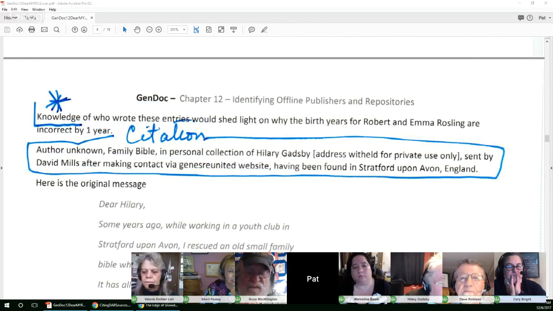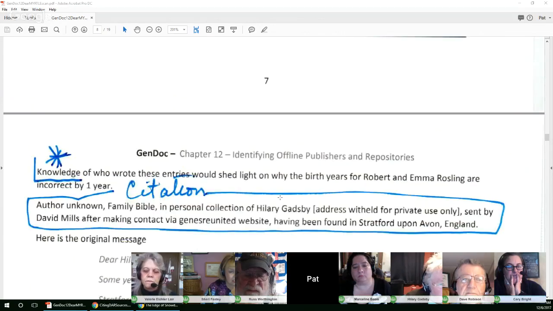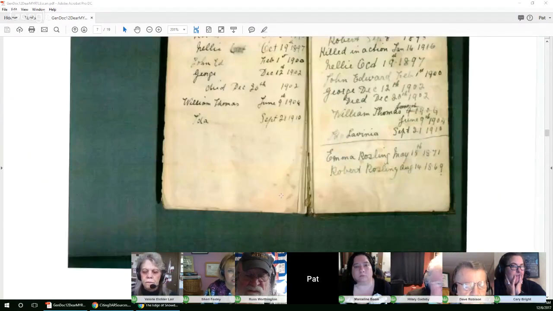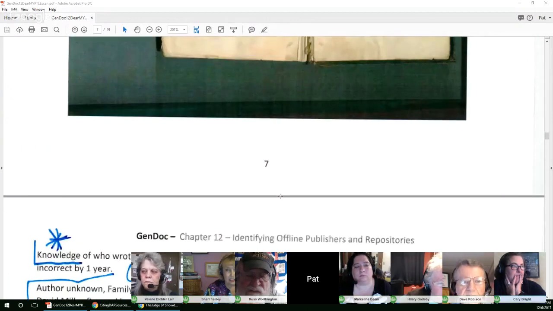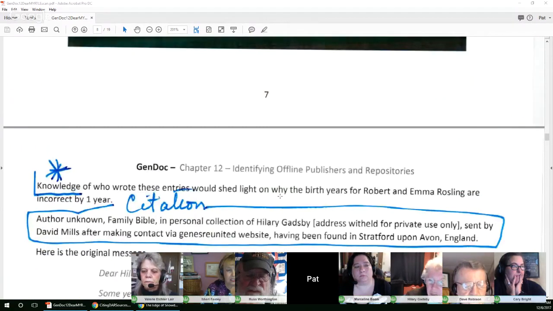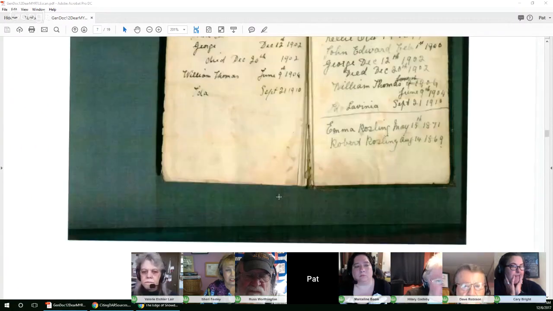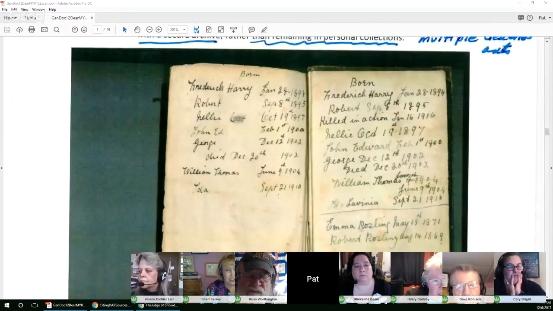So what we're actually citing are these notations on these two pages. So why don't we call them Family Bible entries, or notations in Family Bible or something like that? Then we can clearly say author unknown, because there's nobody. Is there somebody that recognizes his handwriting? I don't think so. Okay.